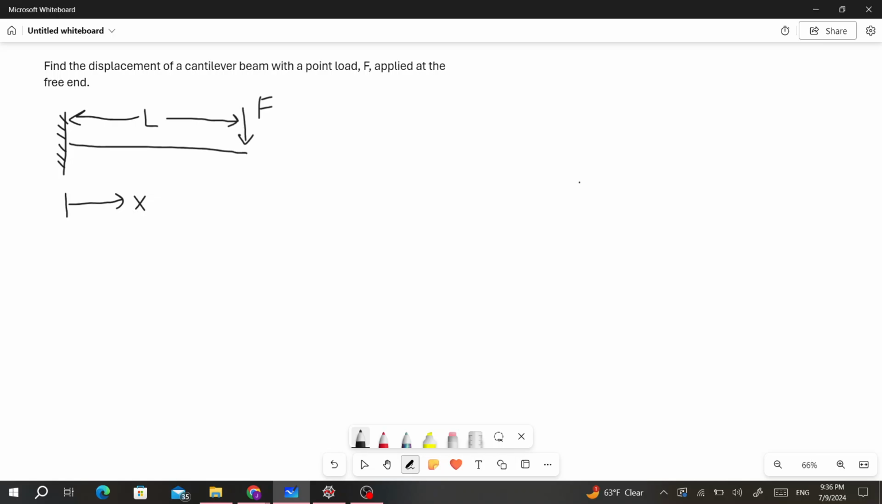So let's start with the free body diagram, so that way we can come up with our shear and moment diagram. So we know on this beam we have our applied load F, and then the reactions at the wall. We have a reaction in the y direction because this is a cantilever beam, because it's a fixed boundary. It's fixed in the y direction, it's fixed in the x direction, and we know that we'll also have a reaction moment. So we've got a reaction moment that we'll draw in this direction.